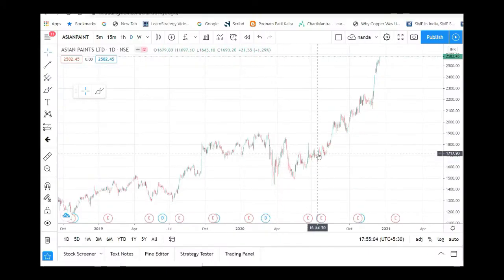After selecting a fundamentally right stock, now we must understand when to buy that stock. For our example in the fundamental analysis series, we have taken Asian Paints. Let's look at the chart and decide when to buy this particular stock.